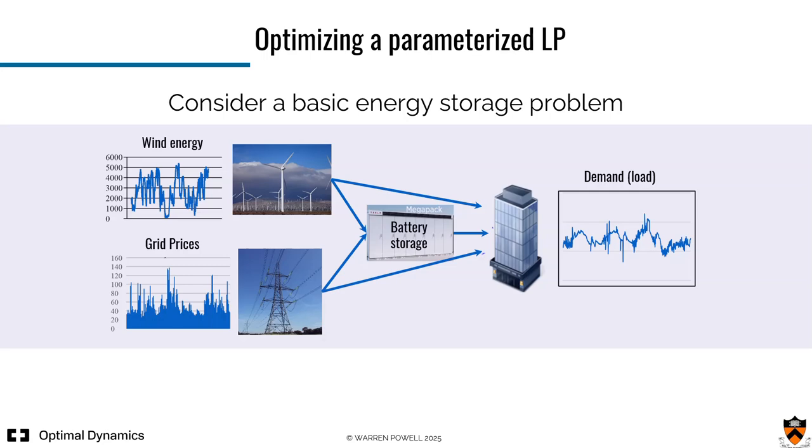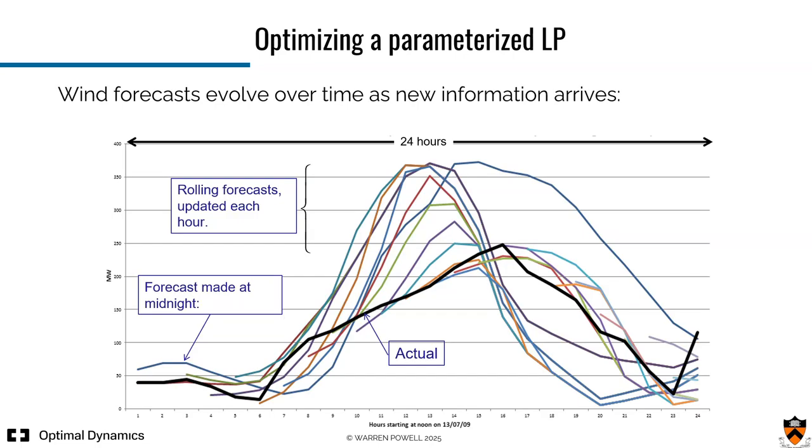So let's take this energy problem where I can pull energy from a wind farm with highly stochastic supplies, or pull it from a grid, infinite supply, but wildly varying prices. I need to meet a fairly predictable load, that's the demand, and I have a large battery to handle variations and fluctuations. Now, one of the challenges with wind is that it's very hard to forecast.